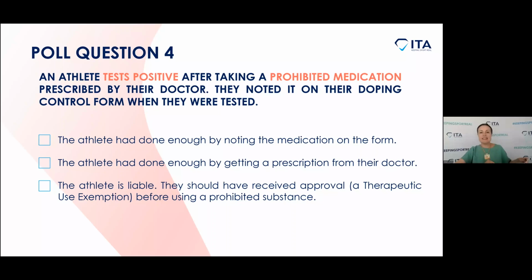You can choose from one of the following three options. The athlete had done enough by noting the medication on their form. The athlete had done enough by getting a prescription from their doctor. And the athlete is liable. They should have received approval, i.e. a therapeutic use exemption, before using a prohibited substance.